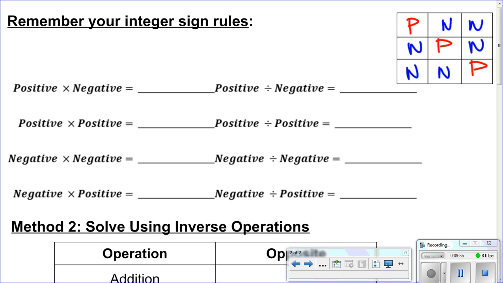Okay, and so let's say you had a positive times a negative. Positive times a negative gives us a negative. Okay, so opposite signs give us negative answers. Same signs give us positive answers. So you are going to fill in the rest of this for me so we can check it tomorrow. This should be review from grade 8 for you.